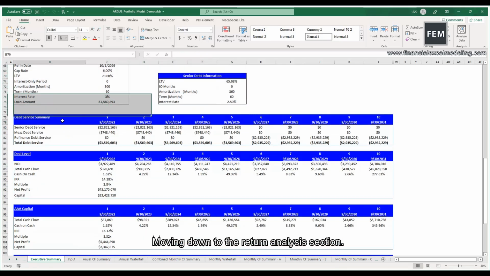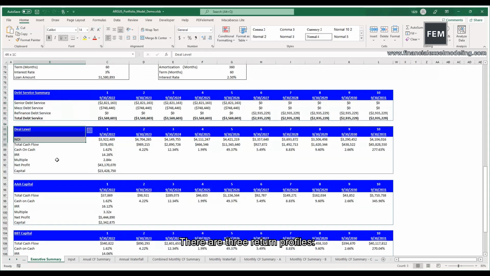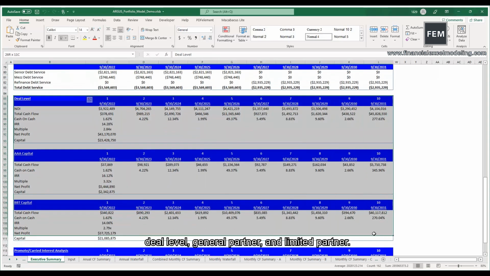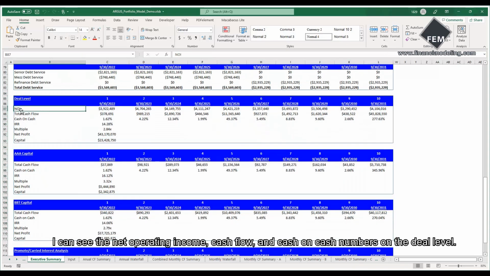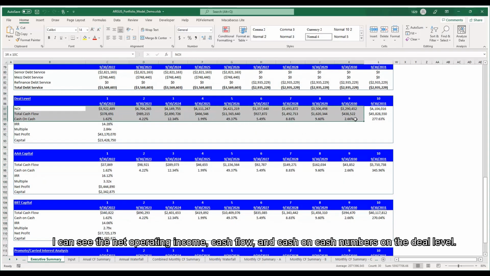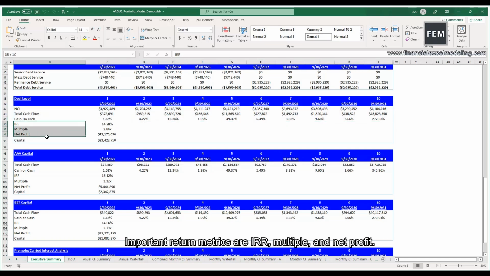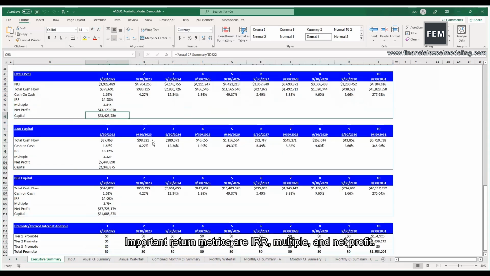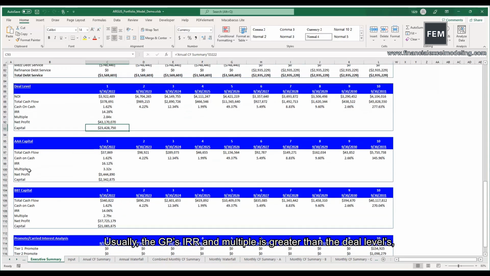Moving down to the return analysis section, there are three return profiles: deal level, general partner, and limited partner. I can see the net operating income, cash flow, and the cash-on-cash numbers on the deal level. Important return metrics are IRR, multiple, and the net profit.